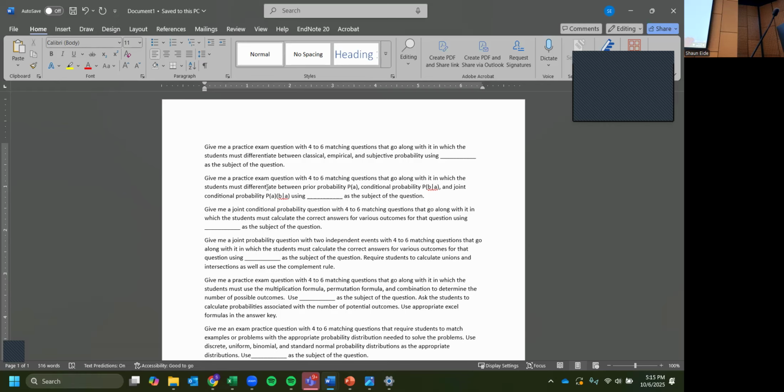And so yeah, like right here, give me a practice exam question with 4 to 6 matching questions that goes along with it, in which you make sure that students differentiate between classical, empirical, and subjective probability using blank as a subject to the question. Now, why am I using blank as a subject to the question? Because not all of y'all care about Hot Wheels. Okay, so give me something else that you guys care about.